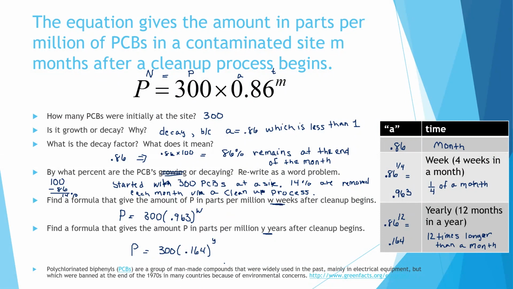Now, if I make these into percentages, I think that helps me make sense of them. So at the end of the year, even with all this cleanup effort, there are still 16.4% remaining. And at the end of the week, with cleanup effort, there's still 96.3% remaining. And so in context, like at the end of the month, there was 86% remaining. And so we can see how using the exponents to adjust the growth or decay factor for the time works out and makes sense in the context of the process.